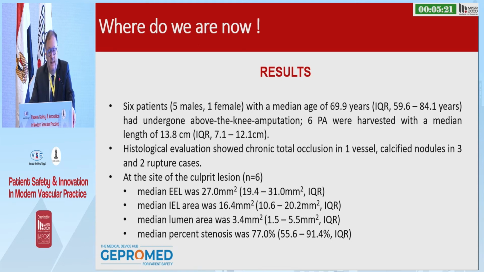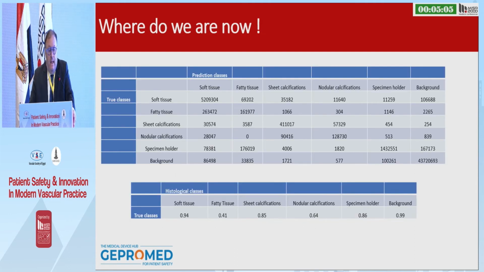We were able to do the histological evaluation, and we were able to evaluate at the site of the culprit lesion all the characteristics depending on the external or internal lamina. Then we try to analyze the differences we have here, the prediction between the predicted classes and the true classes, and we had very good prediction mainly on the fibrotic tissue and calcification, but not for now on lipid core.